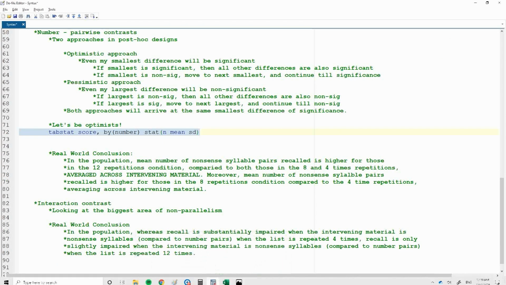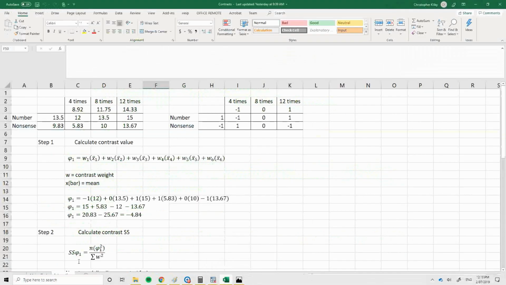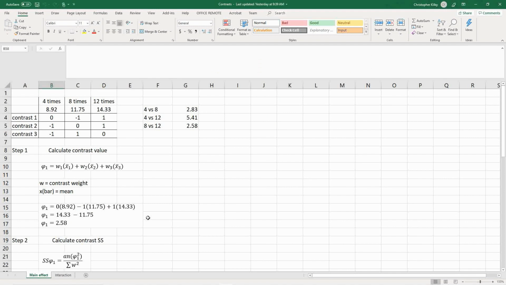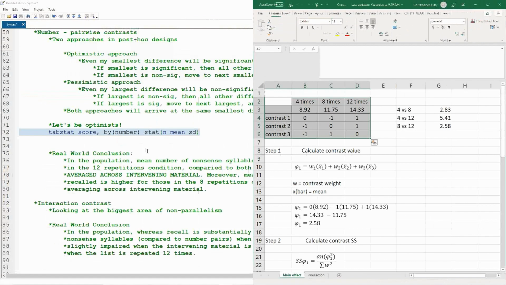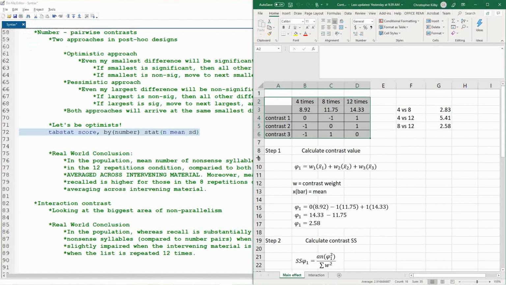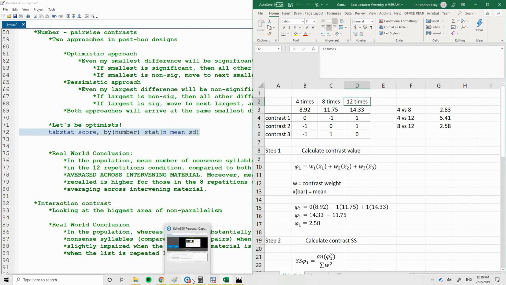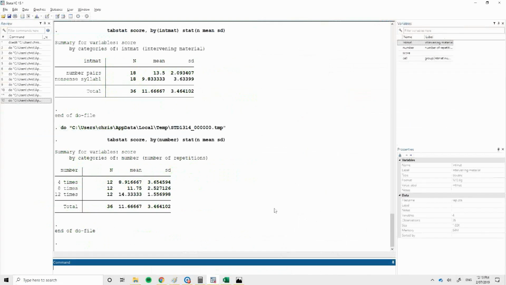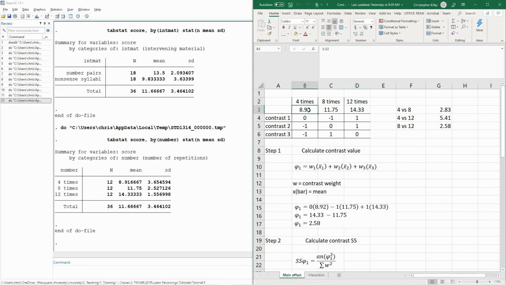So we now need to start doing some hand calculations. What I've done is I've created up the top here what I call my contrast table. All this table has in it is my different groups: 4 times repetitions, 8 times repetitions, 12 times repetitions. And then underneath that, I've put their means. So 4 times repetition had a mean of 8.92. For 8 times repetitions, it was 11.75. And for 12, it was 14.33.